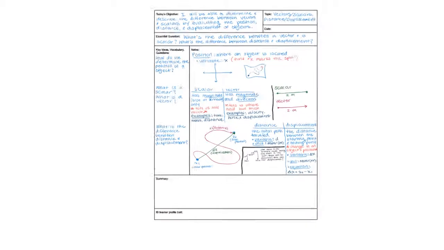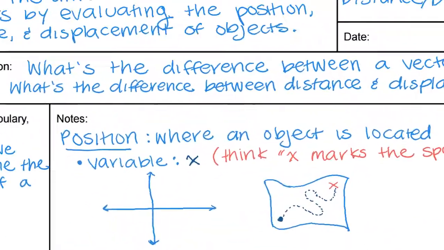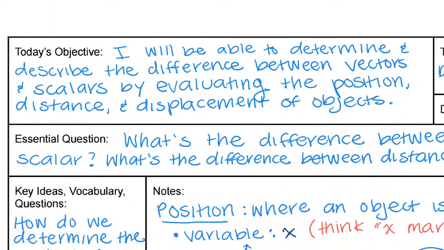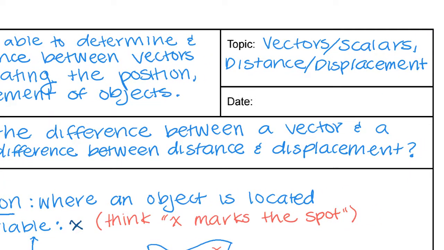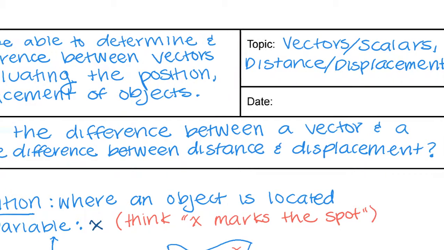All right, so let's zoom in on our objective for today. The objective is to determine and describe the difference between vectors and scalars by evaluating the position, distance, and displacement of objects. And our topic again is vectors and scalars and distance and displacement.